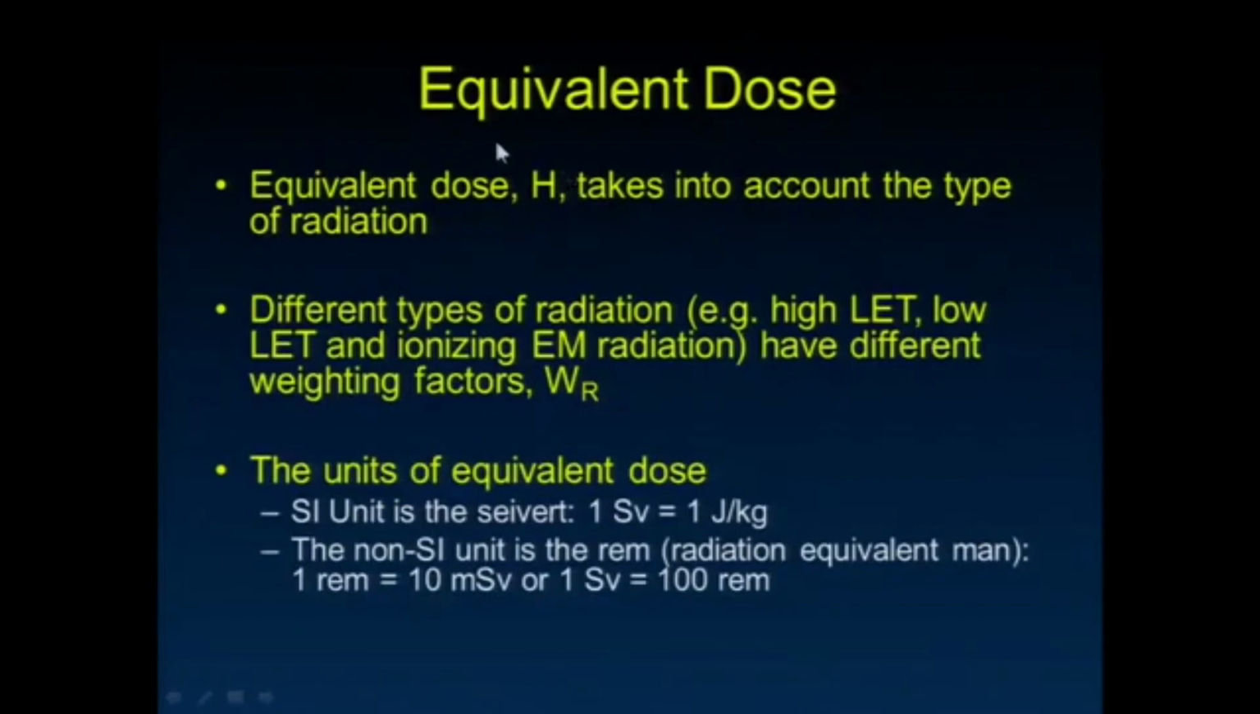So the next step I want to make is go to something called equivalent dose. I'm going to extend the notion of absorbed dose to equivalent dose. And the only thing that this does is it takes into account the type of radiation. So was this low LET radiation? Is this high LET radiation? It gives it a weighting factor for that particular type of radiation.